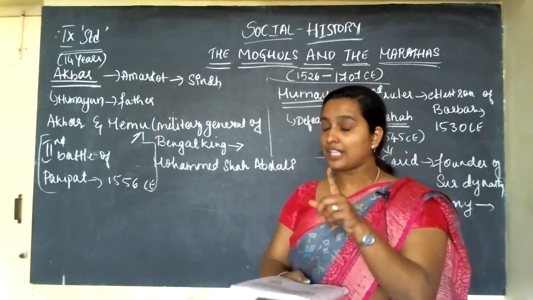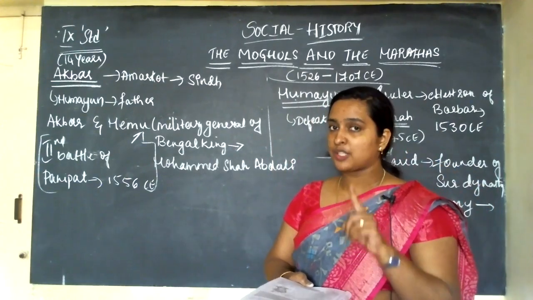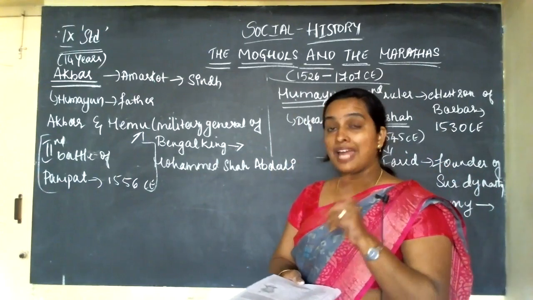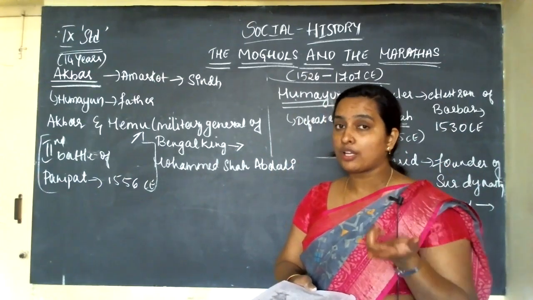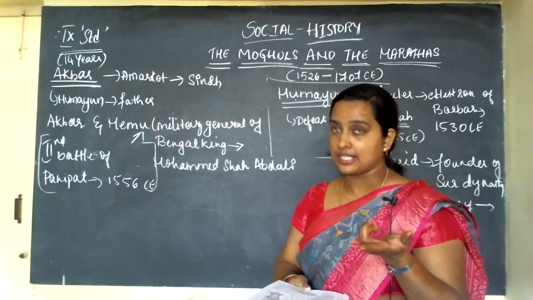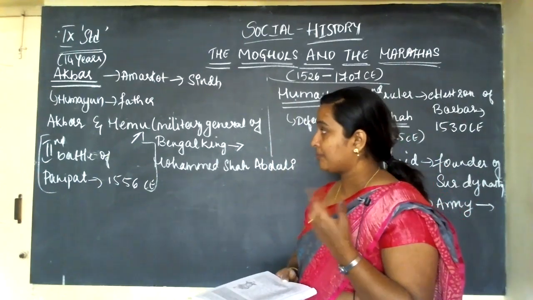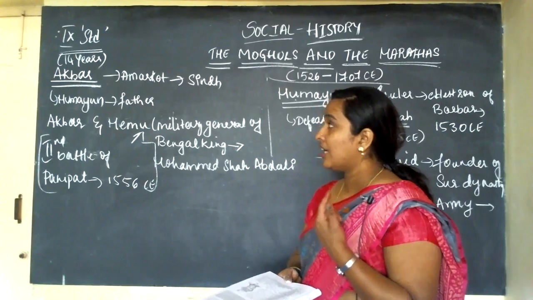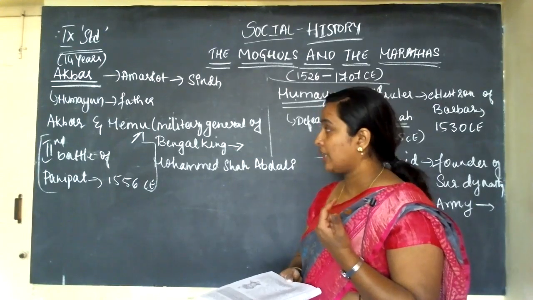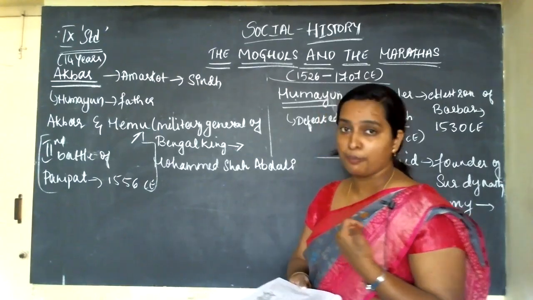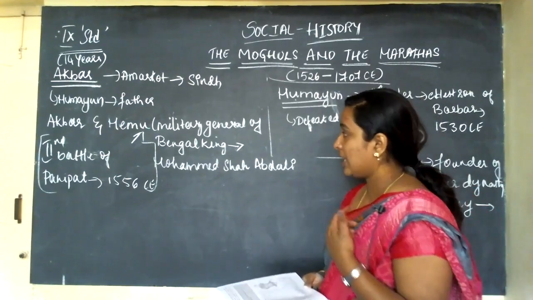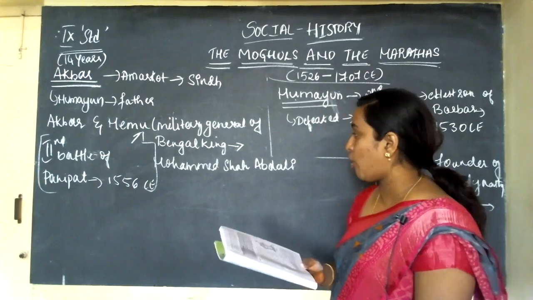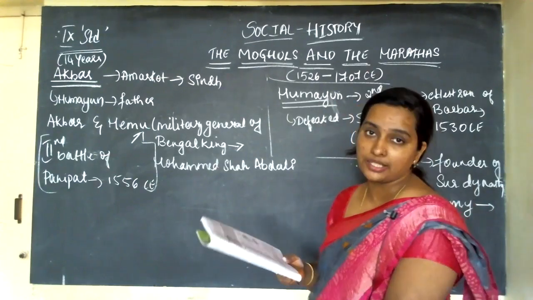You could remember, right? The first battle of Panipat was fought between Babur and Ibrahim Lodi. Understood? And that is how the Mughal kingdom came into existence. And Akbar was a son of Humayun, who came to the throne at 14 years of age, and he fought the second battle of Panipat in 1556 CE with Hemu, the military general of the Bengal king under Muhammad Shah Adil.